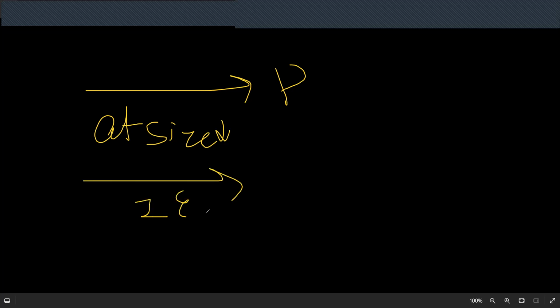So when going here, which means across a period, atomic size decreases and IE increases. Why? Because since atomic size decreases, it requires more energy to remove an electron. Because the size decreases, it will require more energy. But in a group, as we go down, atomic size increases, so IE decreases.